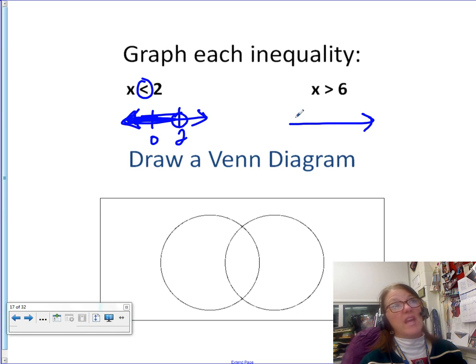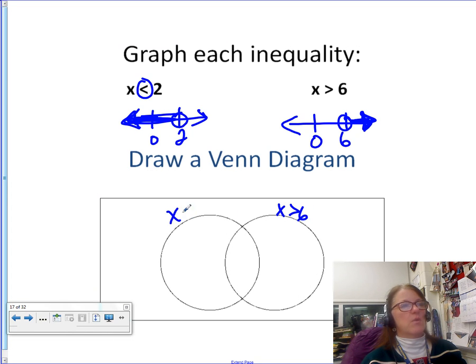X is greater than 6. So here's 0, here's 6, open circle, shade to the right. Okay, if you start thinking of these two inequalities, here's what's happening. I have numbers greater than 6, numbers like 7, 8, 9, 10. Are any of those less than 2?